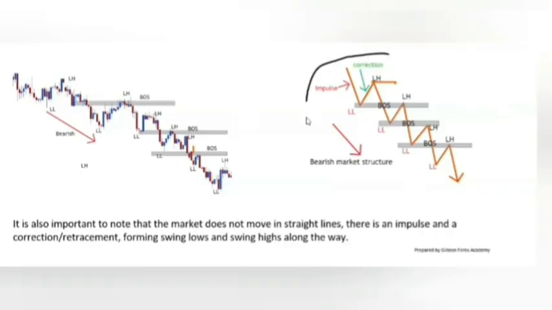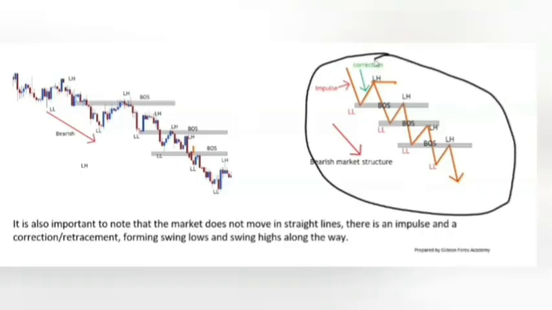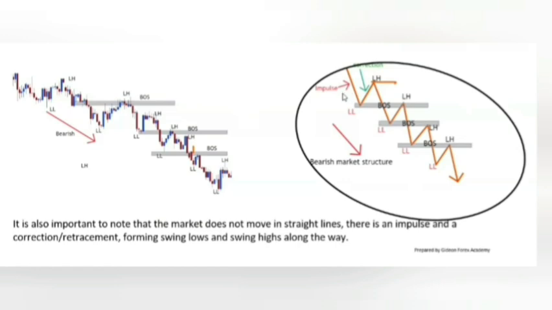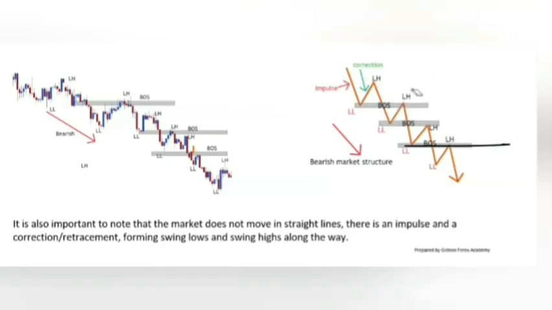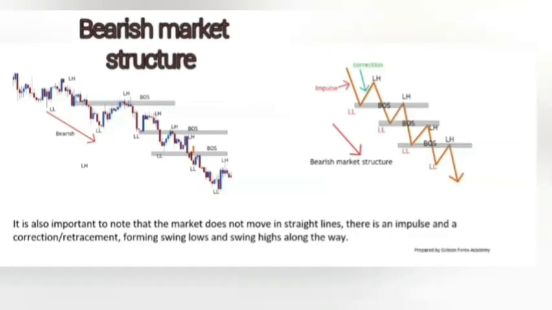You have a typical bearish structure like this one. It also has an impulsive move like this, and this is also a correction move, creating lower highs and lower lows. Lower highs, lower lows. And as it continues down, it is a break of structure to the downside. This is a break of structure as it continues to the downside. So this is the typical illustration of what a bearish market structure is like.